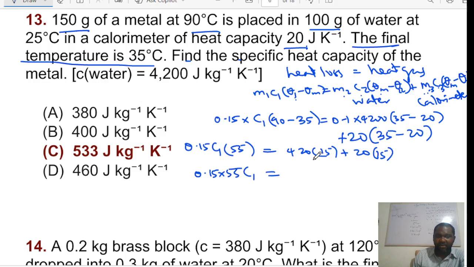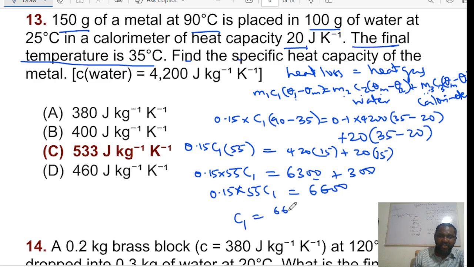I don't have a calculator here. This is going to be 6,000 plus 300. That means 6,300. Then plus 300, I guess. So 0.15 times 55 C1 is equal to 6,600. So C1 is going to be 6,600 divided by 0.15 times 55.